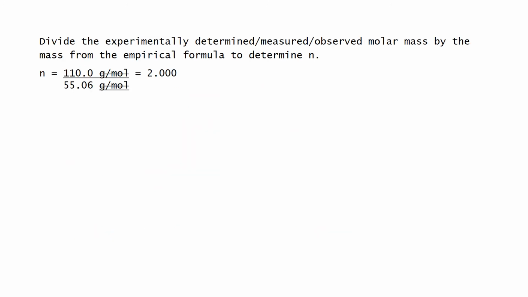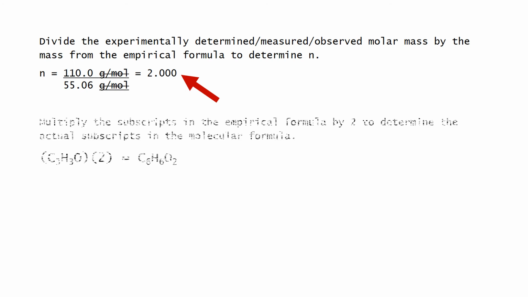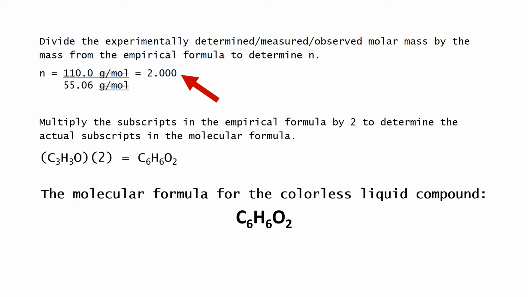Next, we divide the observed molar mass by the mass of the empirical formula to determine the value of n. We get an answer of 2. We then multiply the subscripts in the empirical formula by 2 to determine the actual subscripts in the molecular formula. Our final answer is the molecular formula of C6H6O2 for the compound.